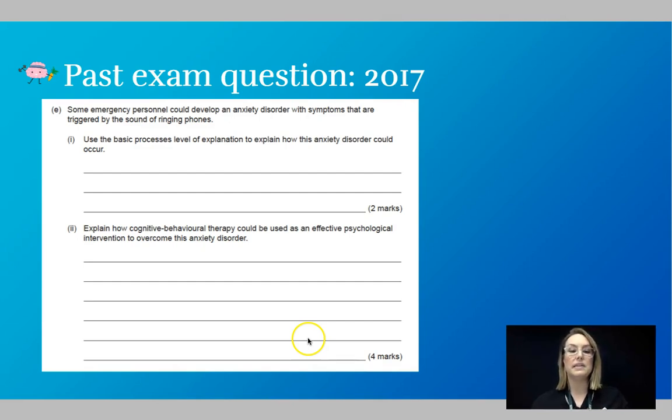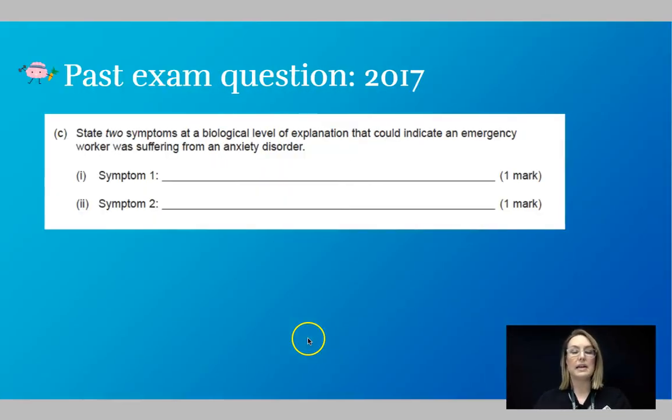The second part of this is explain how CBT could be used to help this person overcome their anxiety disorder. That one's worth 4. So have a go with that one. This is another one. State 2 symptoms at a biological level that could indicate that someone's experiencing an anxiety disorder. So think of some of those symptoms at a biological level and jot those down. And I'm looking forward to unpacking this in class with you all.